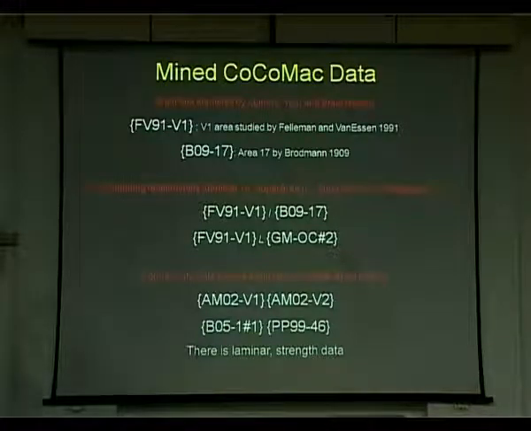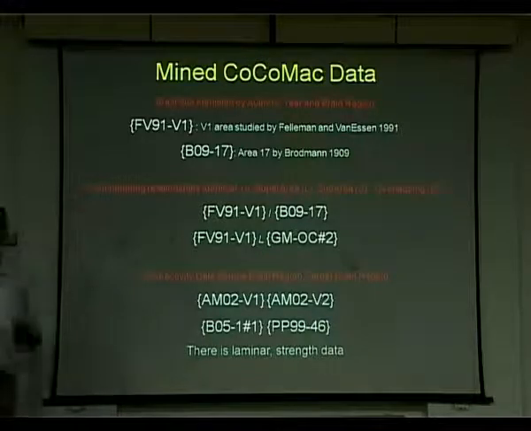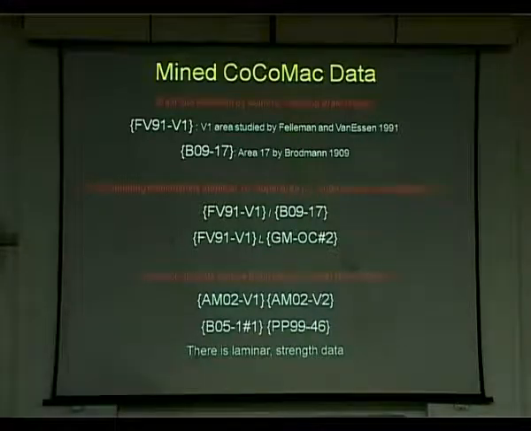Now, these are the three main data sets that we extracted from CoCoMac. Before I go further, one way to think about this entire database is as a map of the world. You have brain sites, which you could think of as countries. You could have those at the country level, the state level, the city level, or the continent level, depending on the resolution of where you're drawing the line.